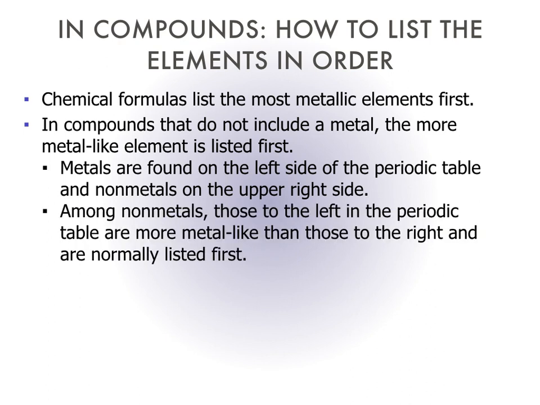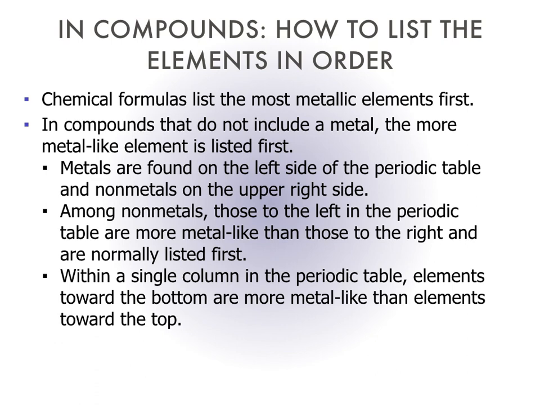Among nonmetals, those to the left in the periodic table are more metal-like than those to the right and are normally listed first. And then within a single column in the periodic table, elements toward the bottom are more metal-like than elements toward the top.